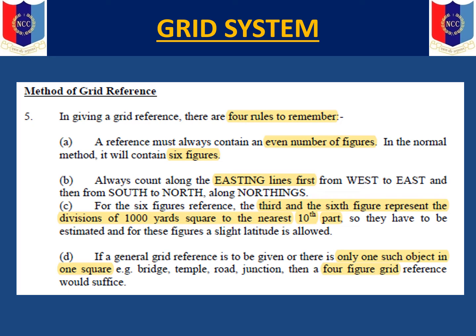The numbers increase from west to east. The easting numbers, or the numbers given on the easting lines, increase from west to east. That is the cardinal directions. In normal parlance, it is said that the numbers increase from left to right. Similarly, the northings are the horizontal lines which move from south to north or from bottom to top.